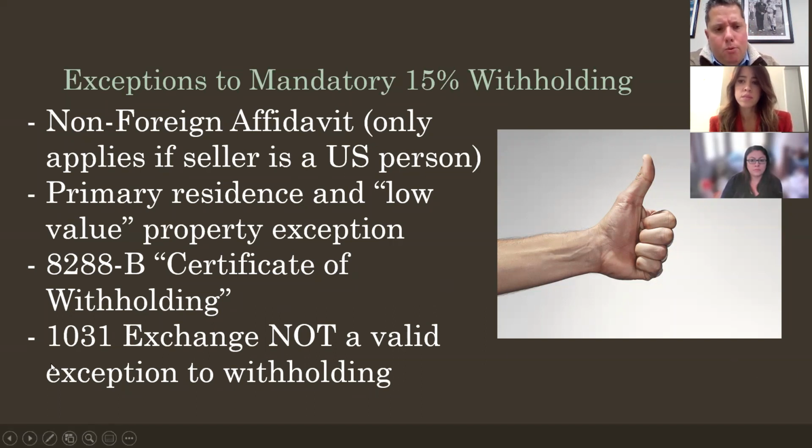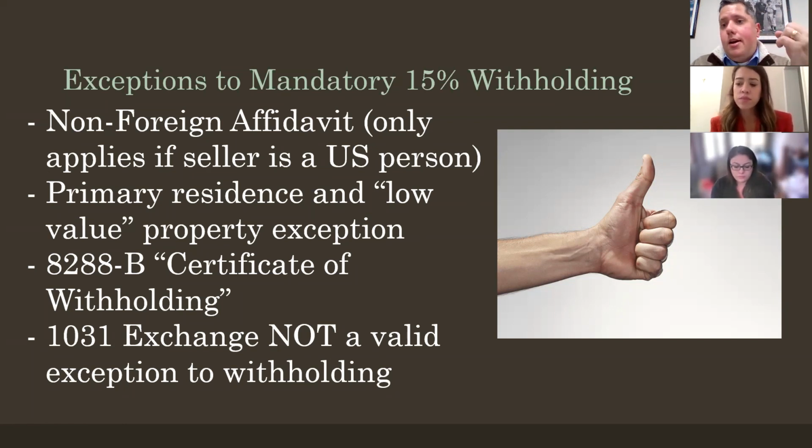Last point I want to make on this slide: a 1031 exchange is not a valid exception to withholding. I see this all the time. Clients say, oh, but I'm going to use the funds for a 1031 exchange. Doesn't matter. FIRPTA withholding is still required regardless, unless you have a certificate of withholding or one of the exceptions I just mentioned. Clients ask, what happens to that 15% I was going to use to purchase a qualifying property? How do you handle it? The only way you're really going to handle it at this point, I tell clients, is this: they're selling a property for $1 million and there's $150,000 withholding.